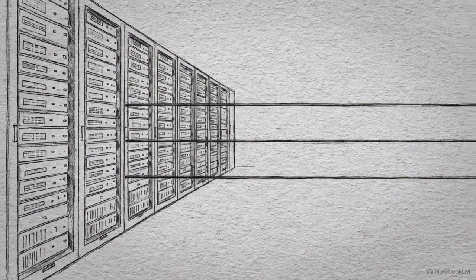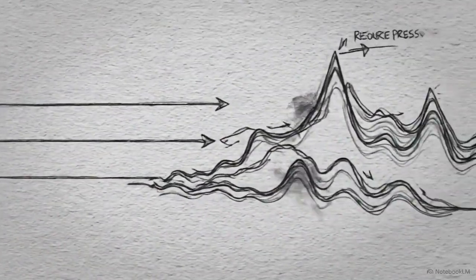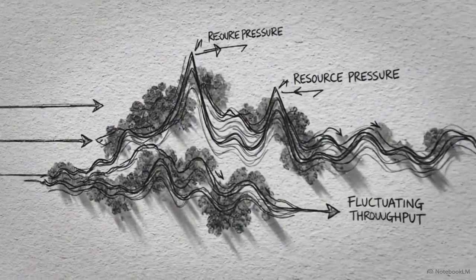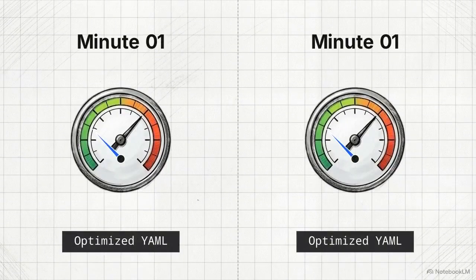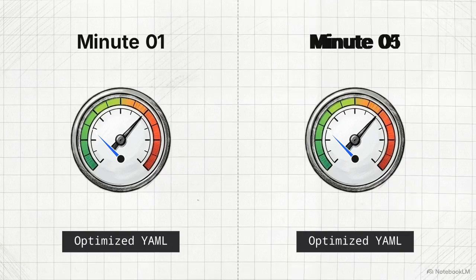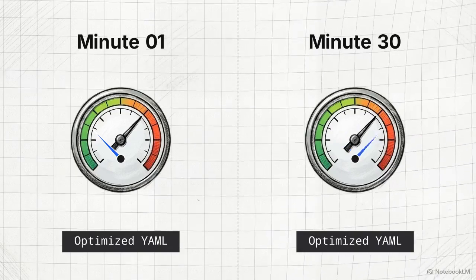Live cloud environments suffer from environmental drift. Cache state shifts, network throughput fluctuates, and resource pressure from other tenants builds unpredictably over time. A YAML configuration optimized for the cluster's state at minute 1 will degrade performance by minute 30 as these underlying conditions change.